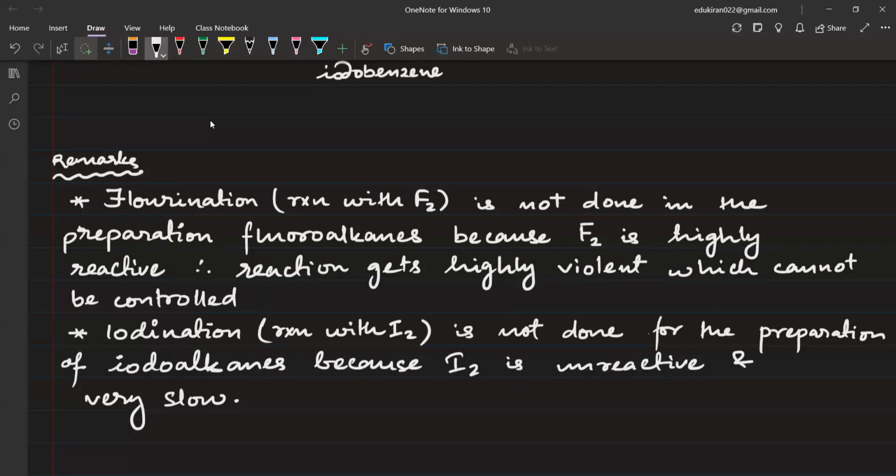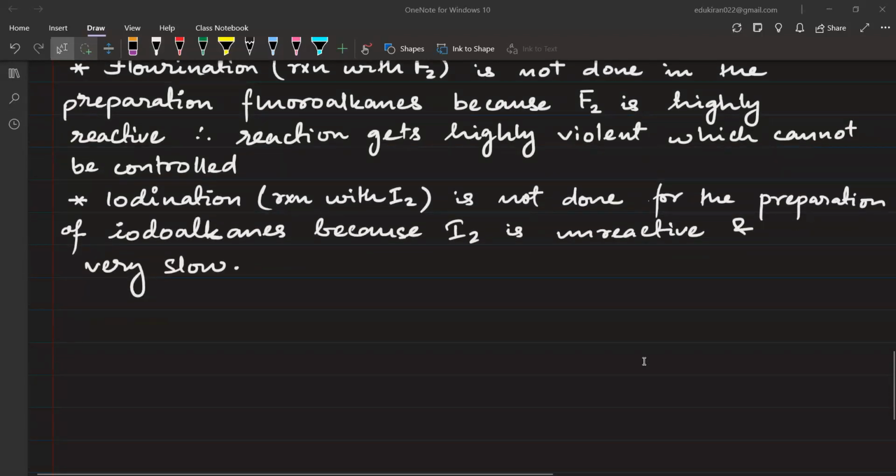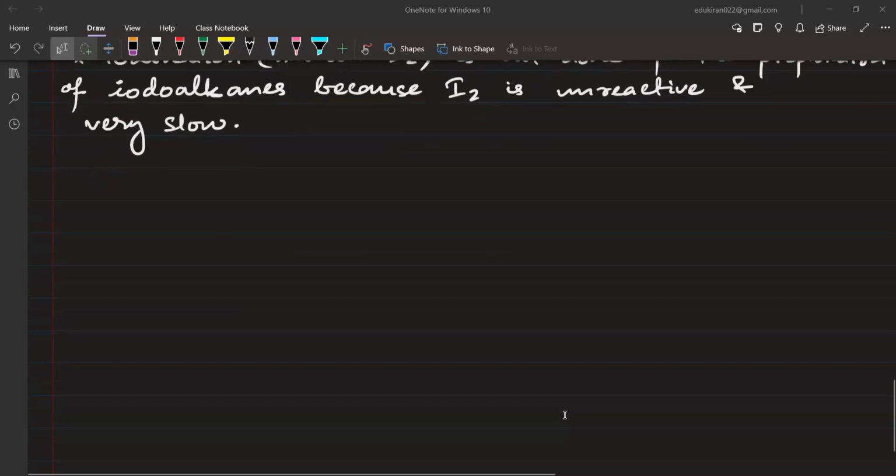Now, if you understood this, yes or no, please tell me. Yes, sir. Now, this method of preparation of haloalkene is complete. अब आपका काम start होता है, ठीक है? Now you have to start working on how to revise things and how to memorize these things. So the best way to do this is making reaction maps.